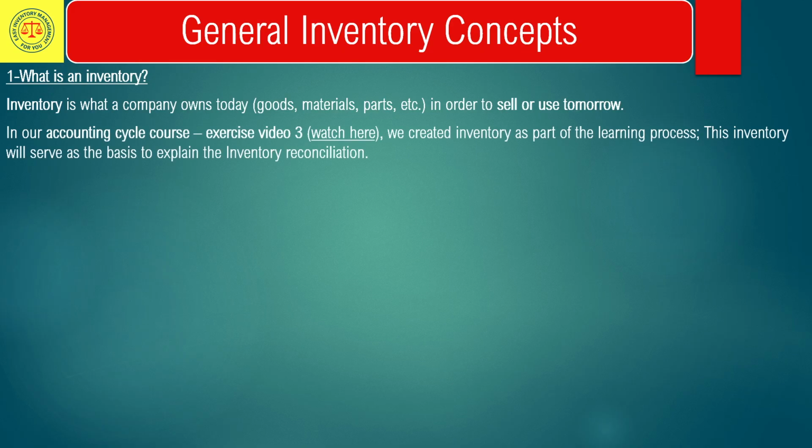In our accounting cycle course, exercise video 3, we create inventory as part of the learning process. This inventory will serve as the basis to explain the inventory reconciliation. So we create a fictitious company in video number 3. The company name is Auto Maintenance and Parts, AMP. So we are going to use those transactions to explain the inventory.